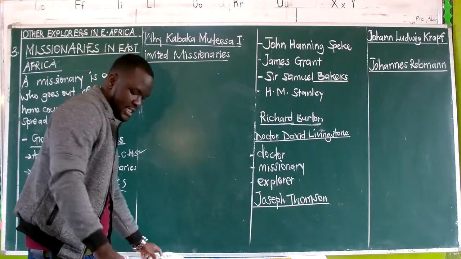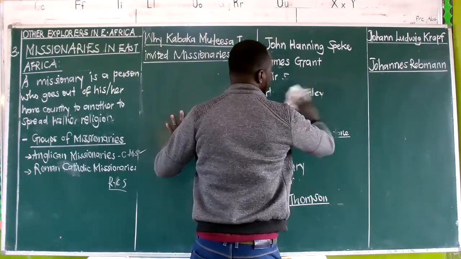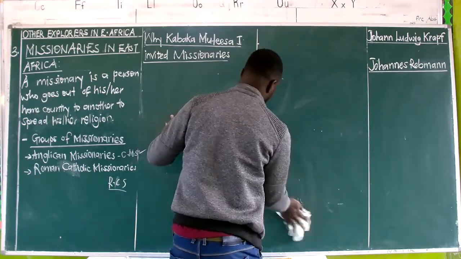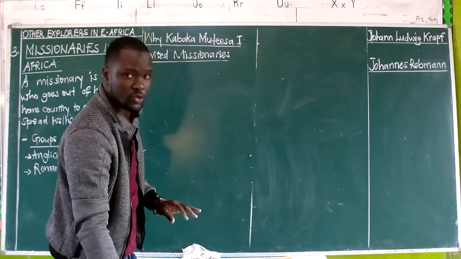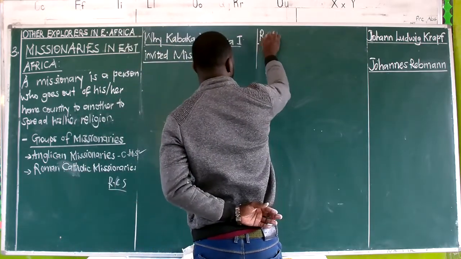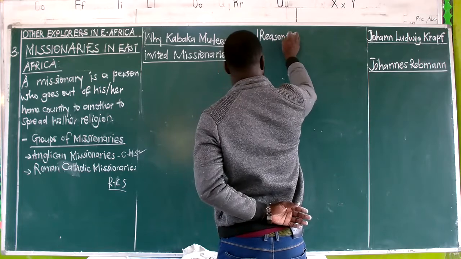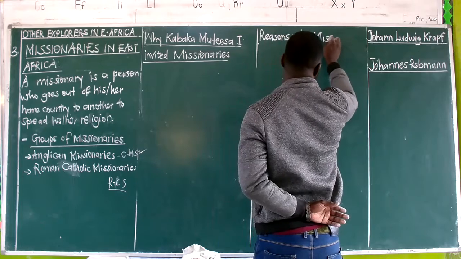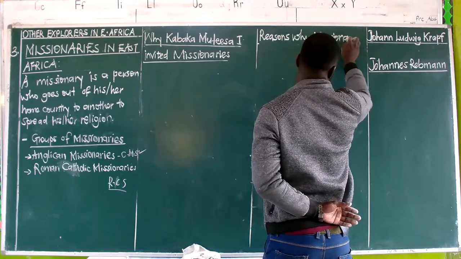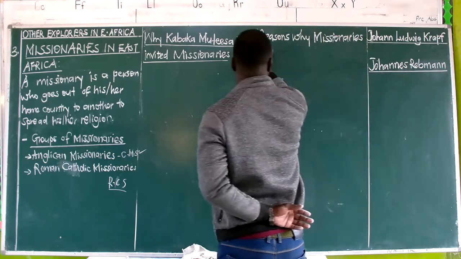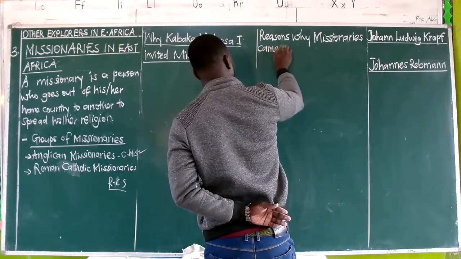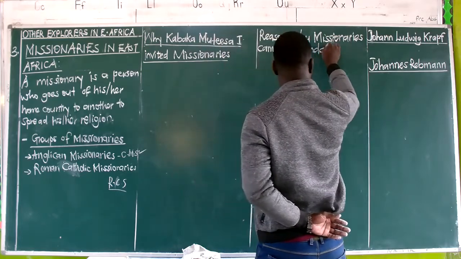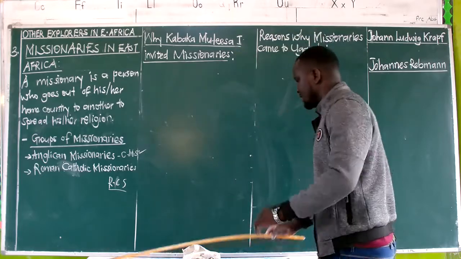That is the first thing that we are going to be understanding. Then, after understanding the reasons why the Kabaka invited missionaries, we shall also be able to understand, or to write, the reasons why missionaries came to Uganda. Of course, there is what we need to note here: reasons why missionaries came to Uganda. So we are going to discuss these things.